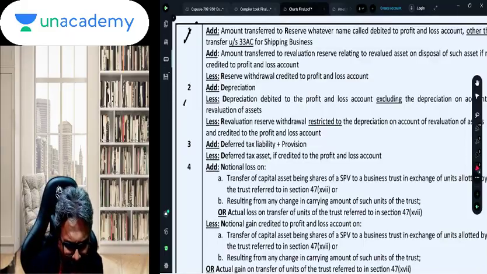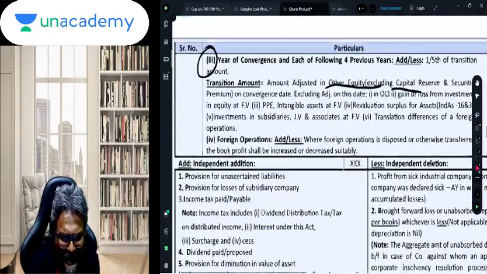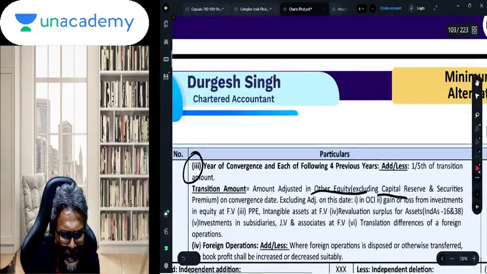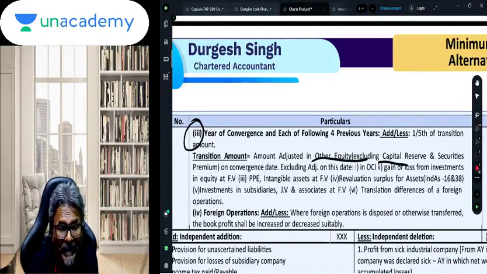Rest of it is deferred tax liability, deferred tax asset. All of you are aware, if any DTA and DTL is created, kindly make the necessary adjustment so as to bring it back to the position before the DTA and DTL provision.